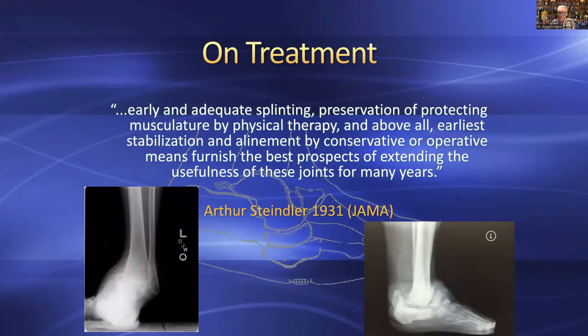Now, again, let's get back to basics here on treatment. This is not a new condition, as we well know. Now, this person was a very famous orthopedic surgeon, published in the Journal of American Medical Association in 1931, where he said treatment of this disorder, mainly dealing with tabes dorsalis, was early and adequate splinting, preservation of protecting musculature by physical therapy, and above all, earliest stabilization and alignment by conservative or operative means is the best way to approach these. I think this rationale still holds true today.